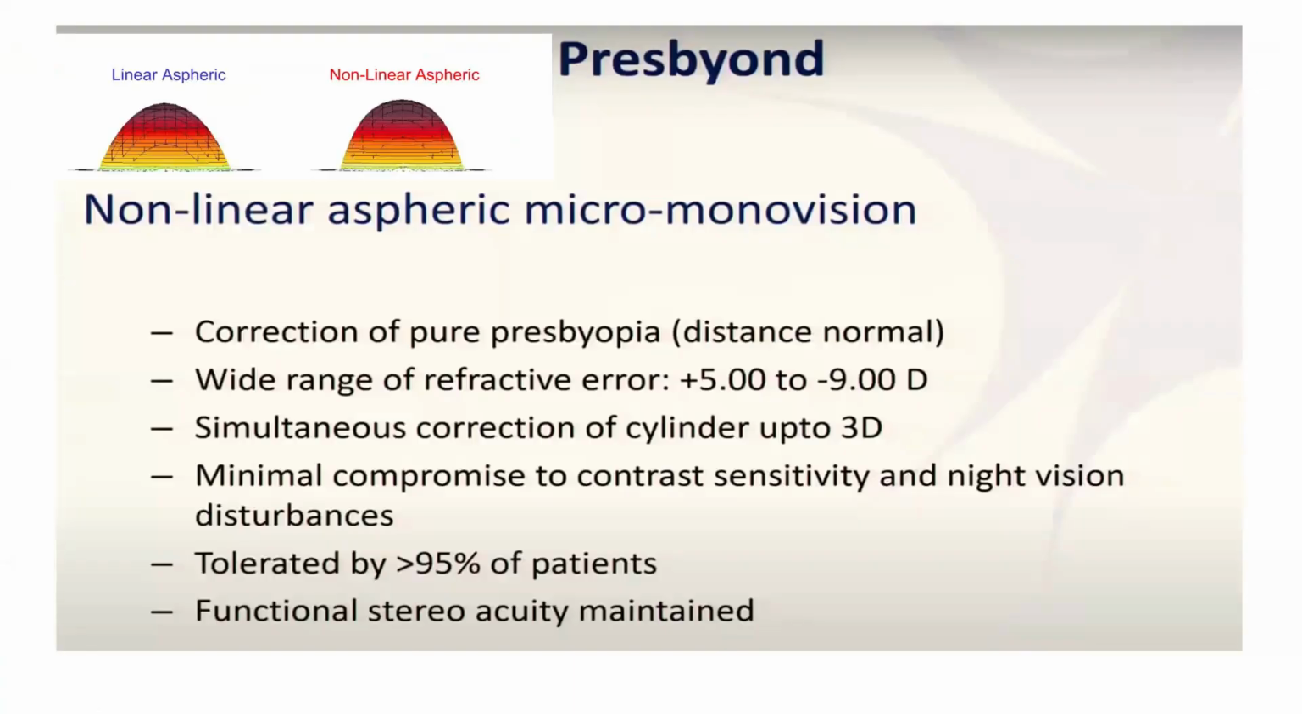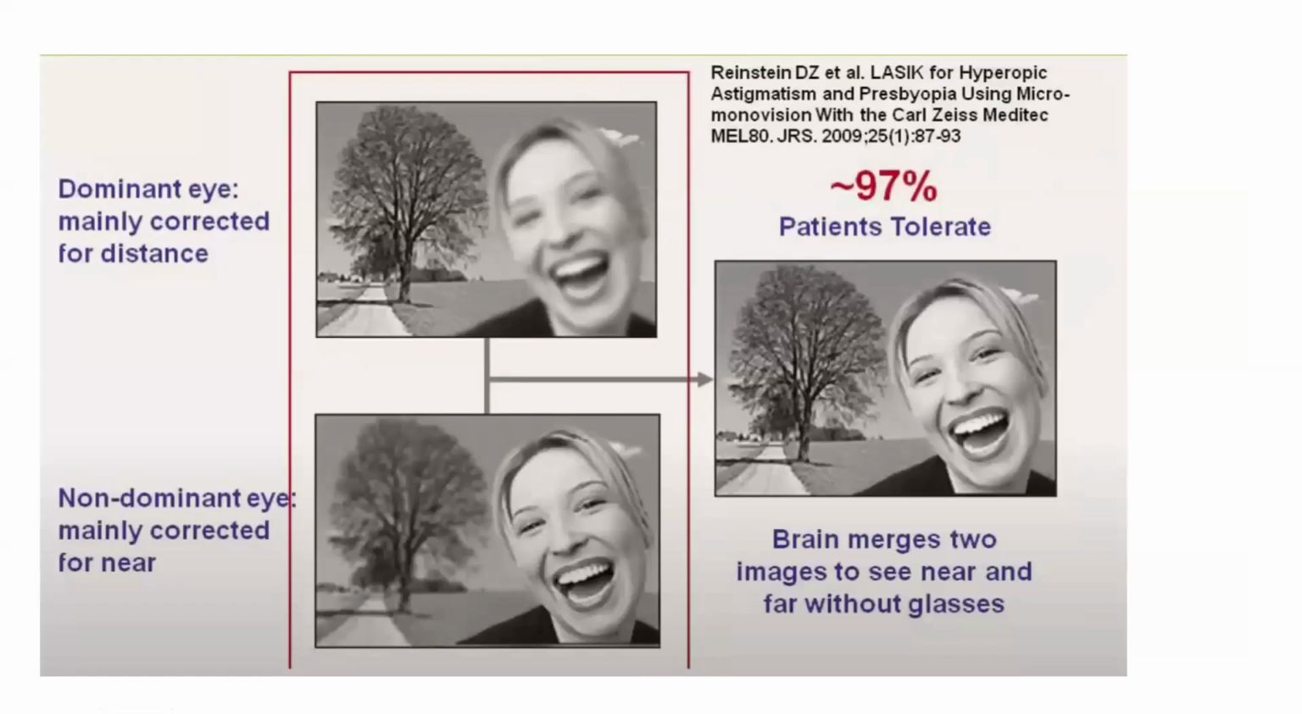So what is Beyond? It is nothing but a non-linear aspheric micromonovision wherein we give a correction of pure presbyopia, and the distance vision of the patient is normal. This is a profile of linear asphericity and this is a profile of non-linear asphericity. I don't know how to describe it, but pictorially this is how it looks. We can correct plus 5 to minus 9 diopters of refractive error with a 3 diopter cylindrical correction. The claims are that there is minimal compromise on contrast and night vision, functional stereo acuity is maintained, and it is very well tolerated by more than 95% of patients.